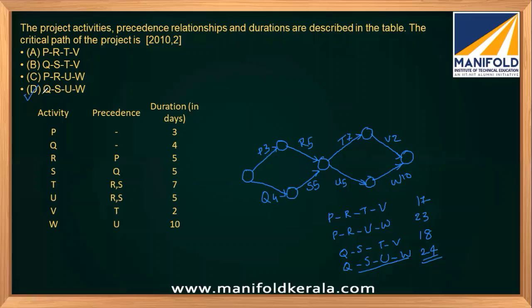Very simple. Most of the questions asked from this topic, PERT and CPM, are to find the critical path. What you need to know is to draw the network, find out the possible paths, and get the critical path. So this is also one of those.